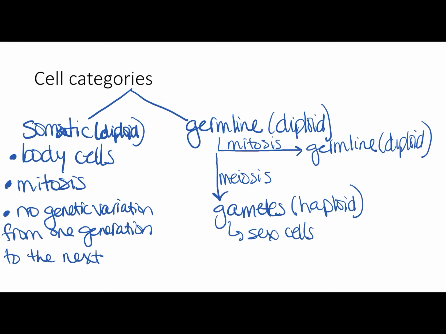Okay, so again, the germline cells are the cells that contain the genetic information that's going to be passed on to offspring. Those germline cells can divide by mitosis to create more germline cells within an organism, or they can divide by meiosis to create gametes.